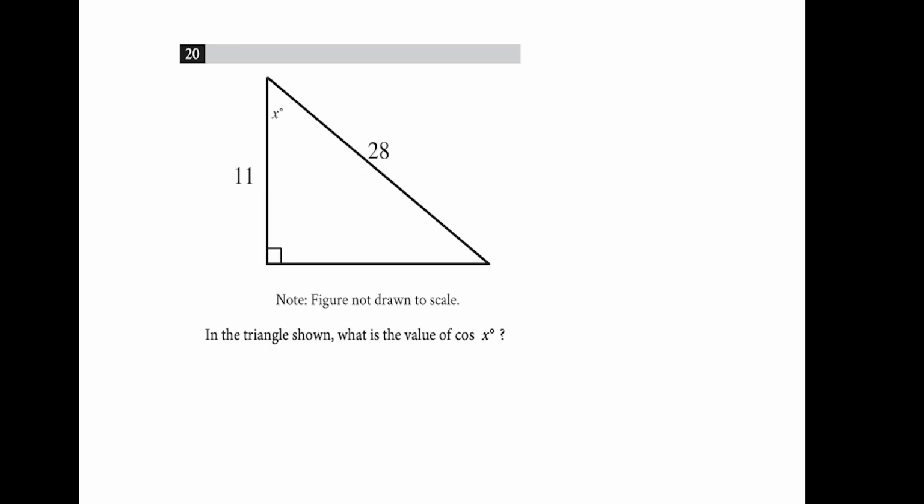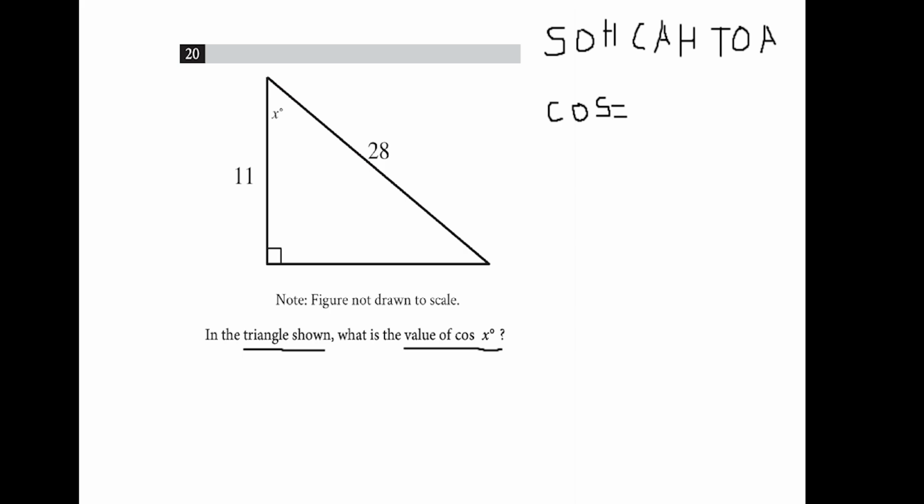So here we have another pretty simple question. The question states, in the triangle shown, what is the value of cosine x? This is a trigonometry question, so I'm going to write out SOHCAHTOA. Now that I have SOHCAHTOA written out, for cosine the abbreviation says cosine is equal to adjacent over hypotenuse.